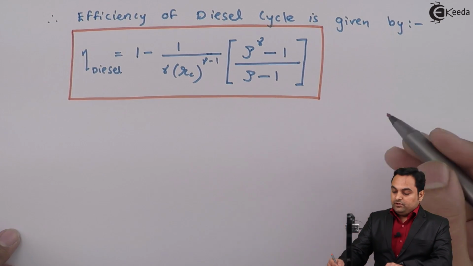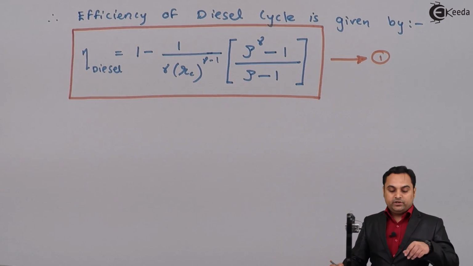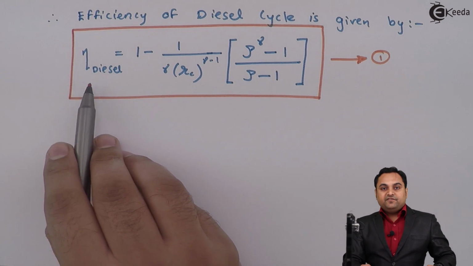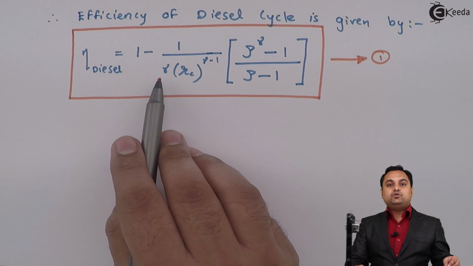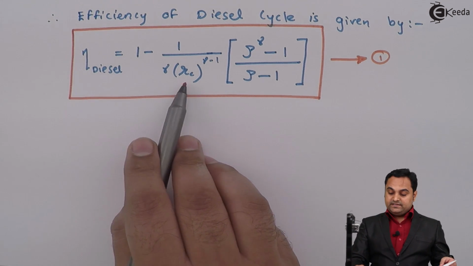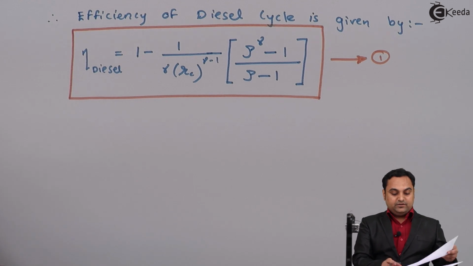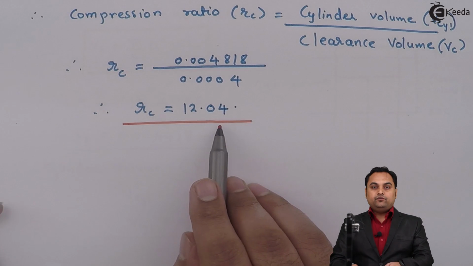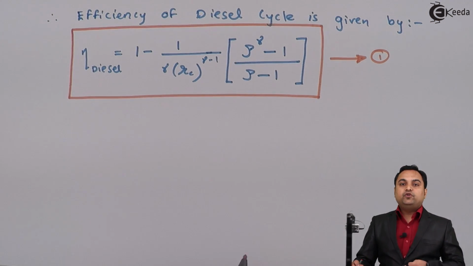So this is the formula for efficiency of diesel cycle. I'll keep this as equation number 1. Now if I look at equation number 1, to calculate the efficiency of diesel cycle we require gamma value, and gamma we can assume for air as 1.4. Next, RC is the compression ratio. Compression ratio I have calculated previously. The value was 12.04. Now the only unknown is rho, and rho is called as fuel cutoff ratio.